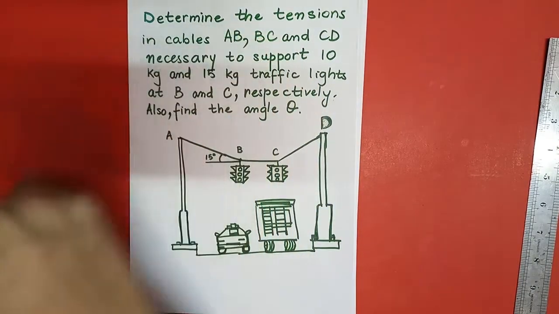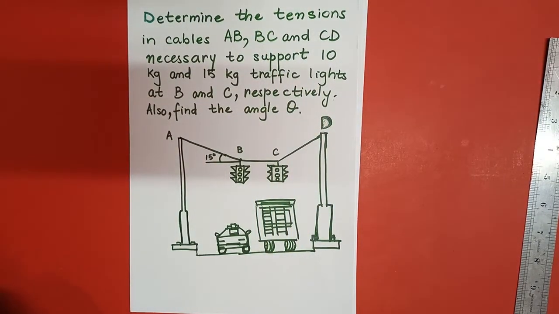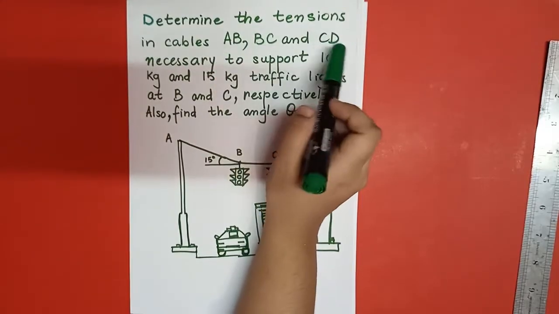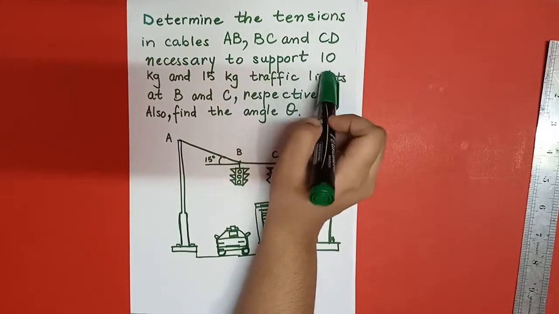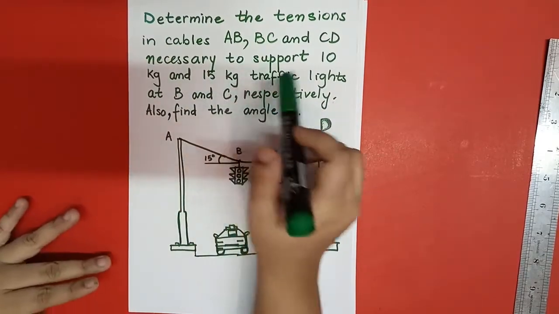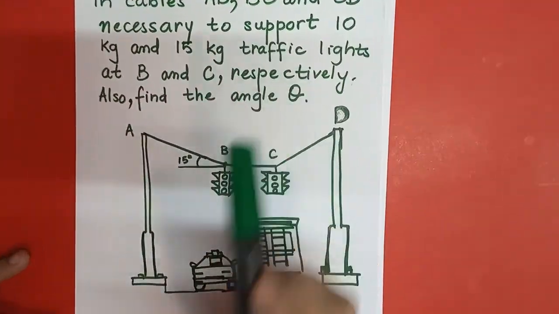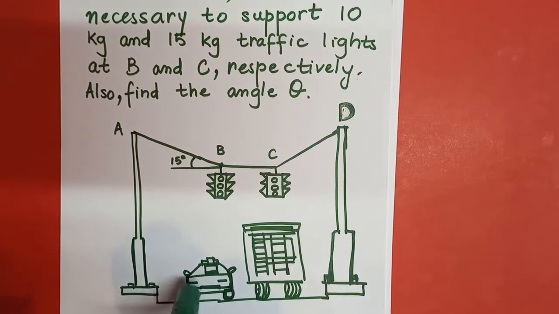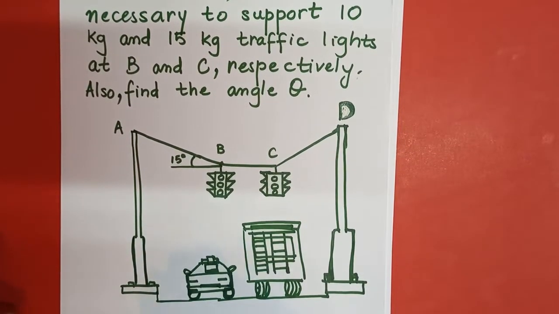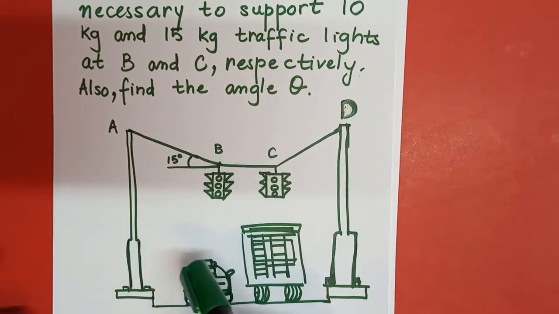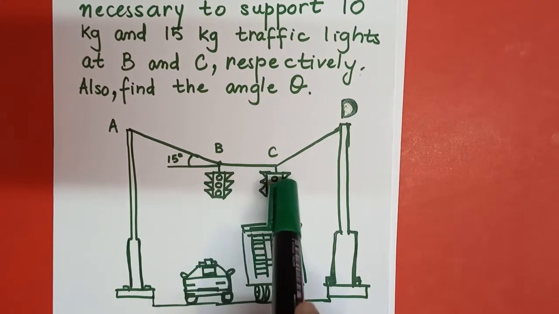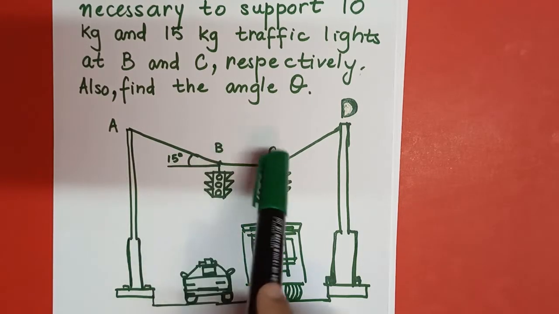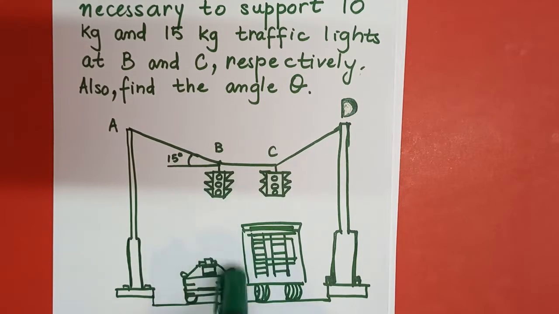This question is asking: determine the tensions in cables AB, BC and CD necessary to support 10 kg and 15 kg traffic lights at B and C respectively. Also find the angle theta. And this is the diagram given in the question. You can see this is the front view of the traffic coming on the road, and there is the traffic light on the top of the traffic. It is hanging at points B and C. You can easily see it in the diagram.